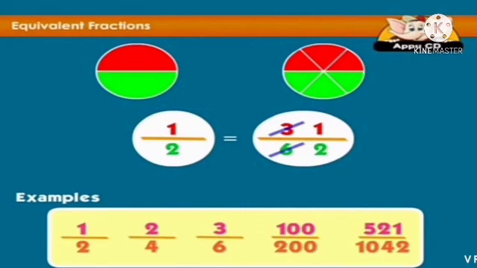Children, do you know? Equivalent fractions are different fractions which name the same amount. Example: 1/2, 2/4, 3/6, 100 out of 200, 521 over 1042 are all equivalent fractions. When we reduce all these fractions except 1/2, we get 1/2, half, as a fraction.